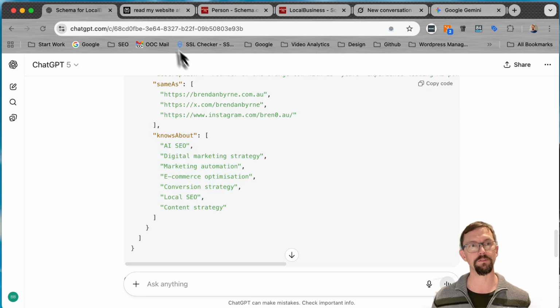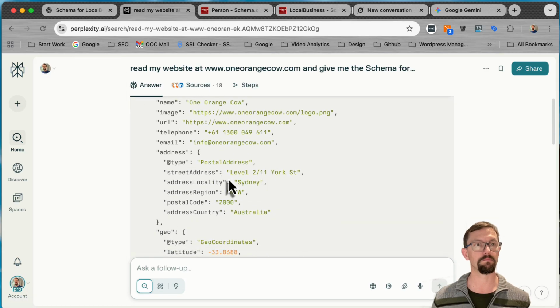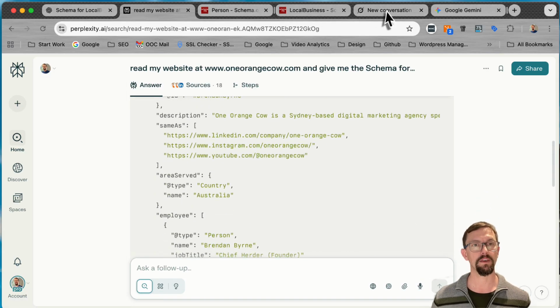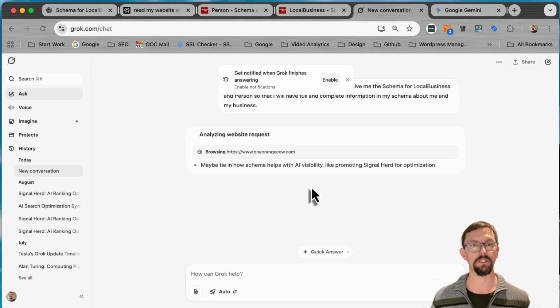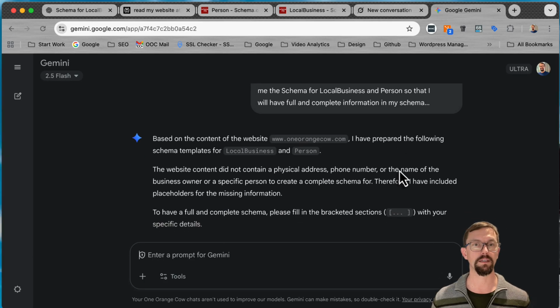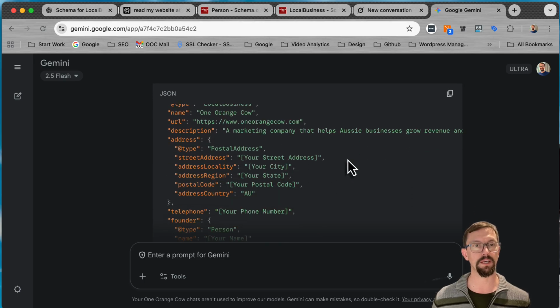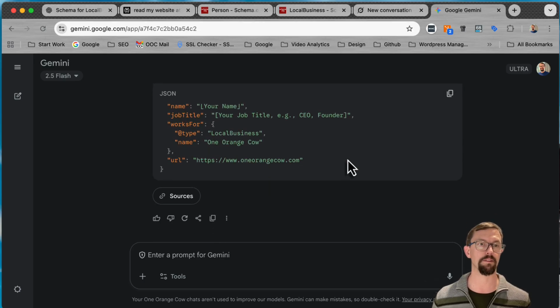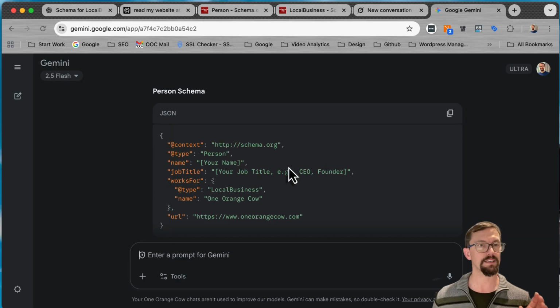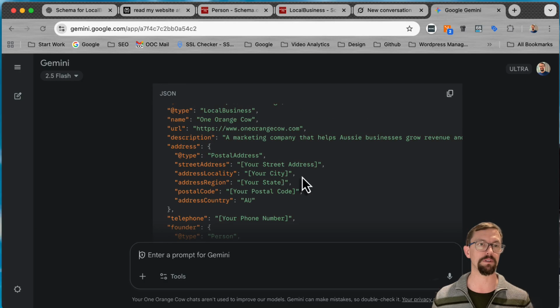So this is the sort of schema that I would expect that we get the same thing out of. Yep, out of Perplexity there. Let's see what Grok did. Grok's still thinking about it. And Gemini, yep. Gemini's broken them up and done the local business first and then done the person separately. Hasn't given as full an information about the person. It's left it very open. So that one probably wouldn't be ideal.